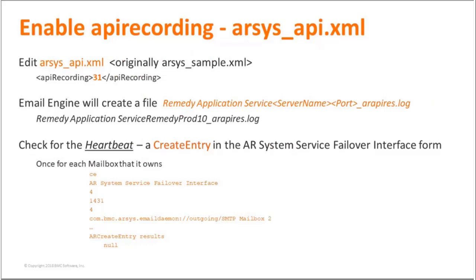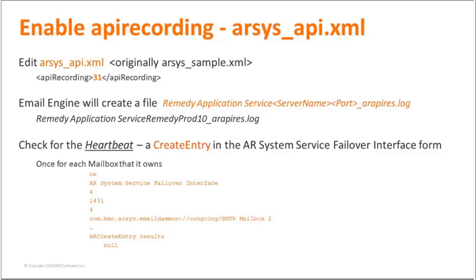Most important is to simply validate that the heartbeat was actually sent. An easy way to do this is to enable the API recording log. This is set in a file called arsys_api.xml. Originally this file exists as a file called arsys_sample. You need to rename it to arsys_api, edit it, look for the API recording line, and set the value in there to 31. That's a good log. The number is maximum logging that's going to be useful. Once you set that, you can restart the email engine.